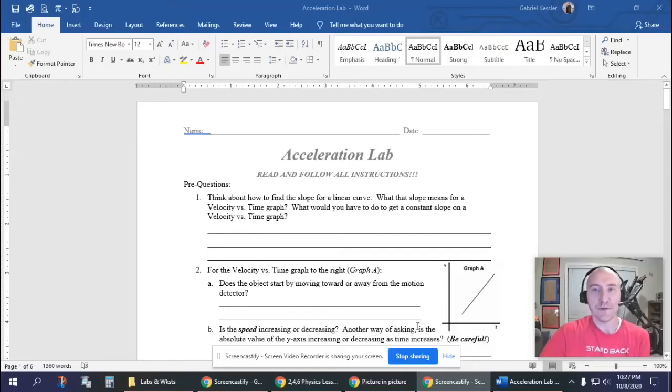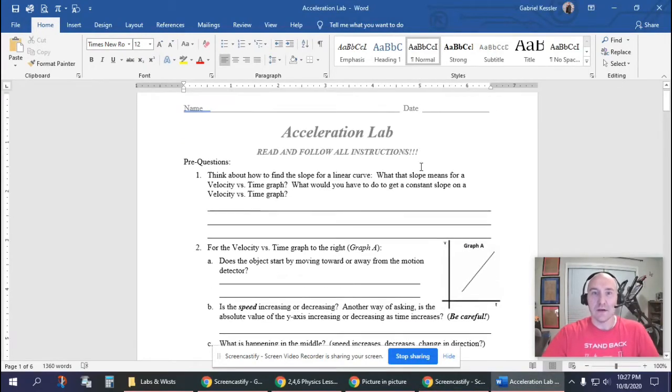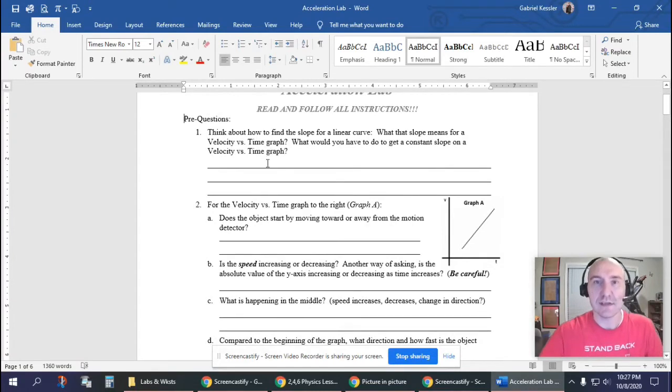At this point, you should be familiar a little bit with acceleration and what acceleration means. All right, so let's go through this document and talk about what all this means. First off, the first pre-question says, think about what the slope of a linear curve means. If you think about it, it basically means rise over run. With your rise being your vertical direction, your run being your horizontal.